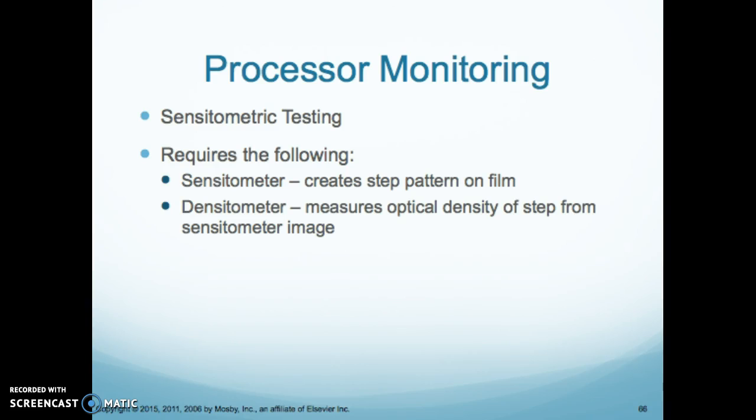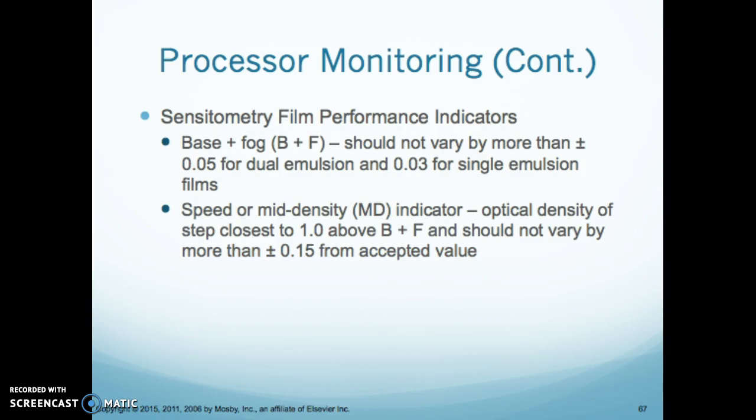Sensitometric testing requires the following. You need a sensitometer, which creates a step pattern on the film. A densitometer measures the optical density of the steps from the sensitometer. Your base plus fog should not vary more than 0.05 for dual emulsion and 0.03 for single emulsion films. For the speed or mid-density indicator, the optical density of the step closest to 1 above base plus fog should not vary by more than plus or minus 0.15 from the accepted value.